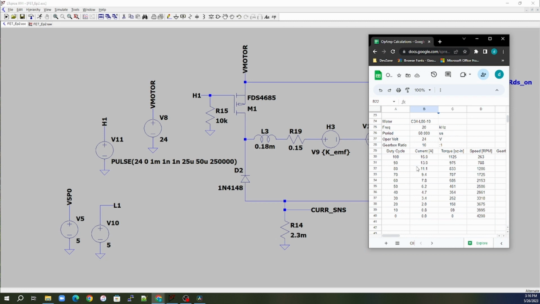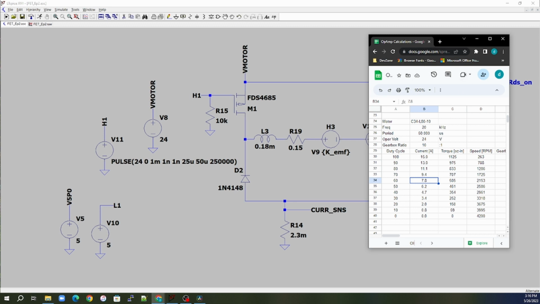So I just went through all the percentages. And we can see here at the duty cycle of 100, we had 15 as we saw. At duty cycle 90, we had 13 as we saw. And then I just ran through all these other ones and got 11.1, 9.84, 7.8, 6.2.